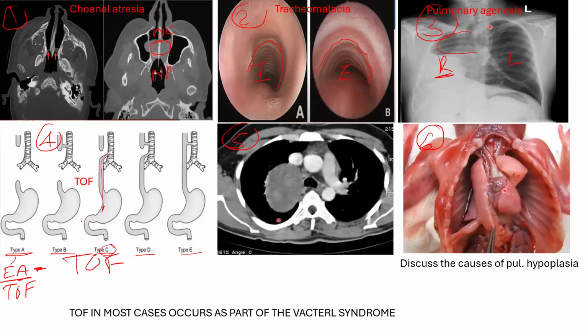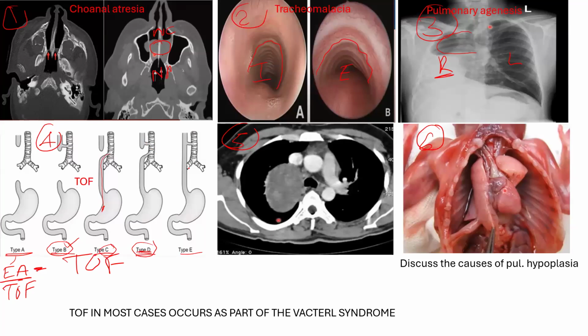So of these, type A, B, C, D, E, which do you think is the most dangerous and why? I can see all of you are saying type B, but okay, we might agree type B is dangerous, and also type D. Type D is dangerous because you have a proximal tracheoesophageal fistula, and this means that food in the esophagus will go to the airway and cause choking.